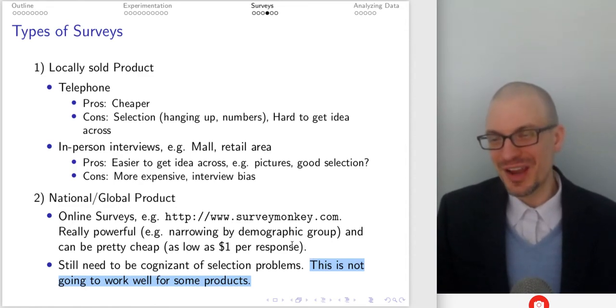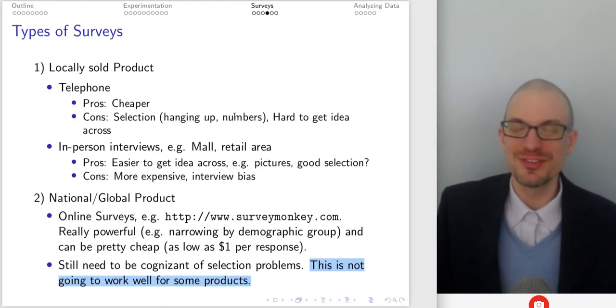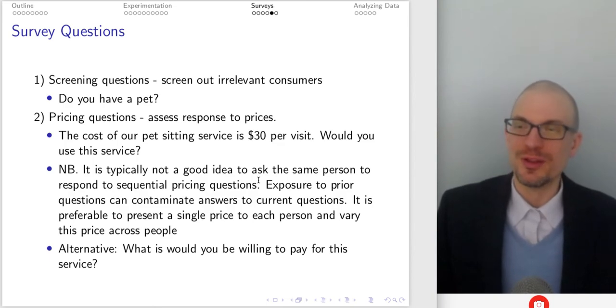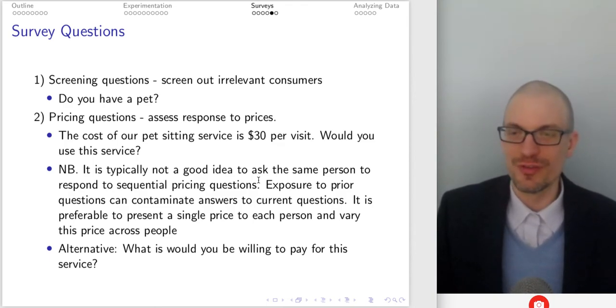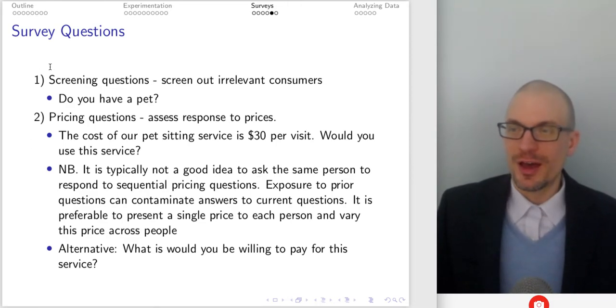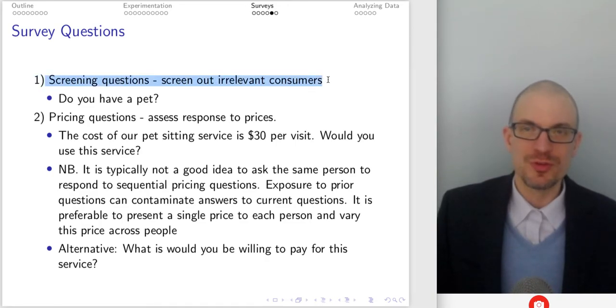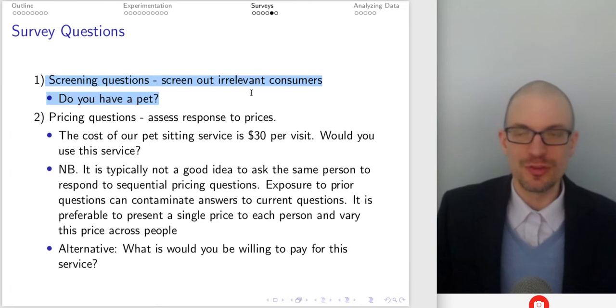So you want to think really carefully about what's going to work well for your product. And there's a lot of cool entrepreneurial activities that can add a lot of value to that population. But you want to think really carefully about who you're trying to reach and if your survey is going to reach them through that medium. In terms of assembling your survey, you want to think about a way to be able to identify who are going to be your relevant consumers. So you want to screen out your irrelevant consumers.